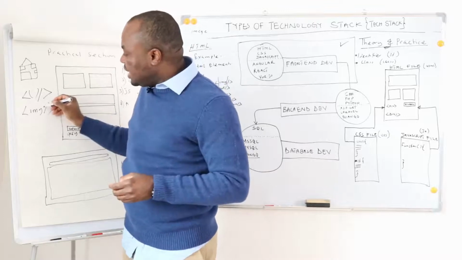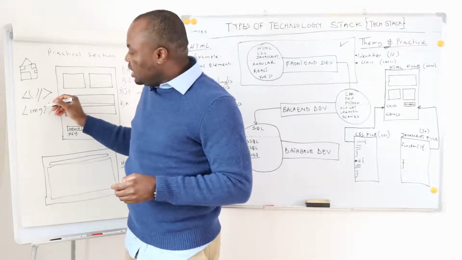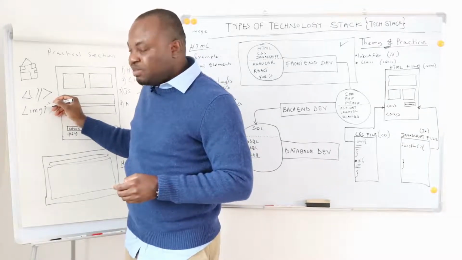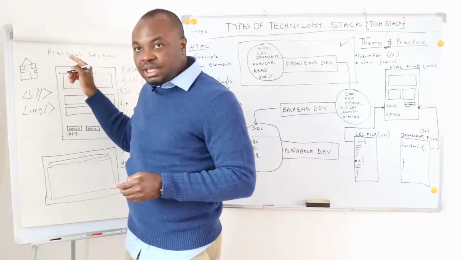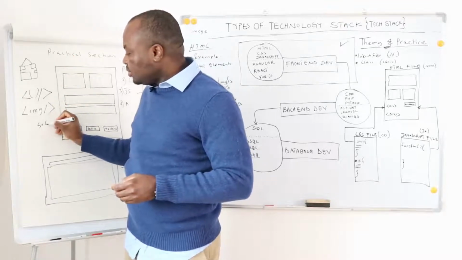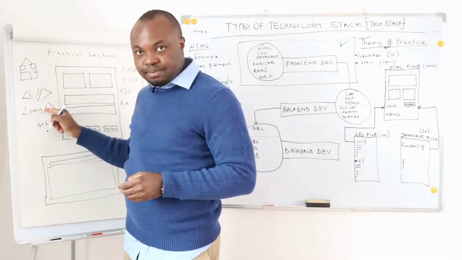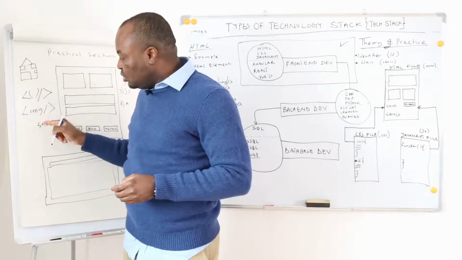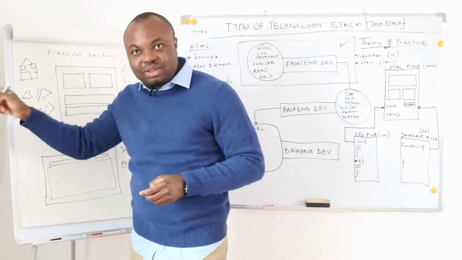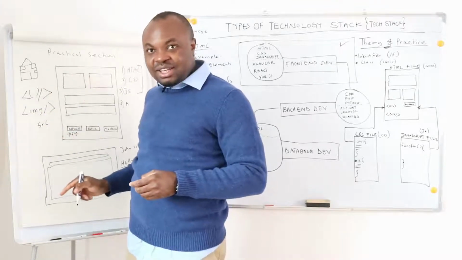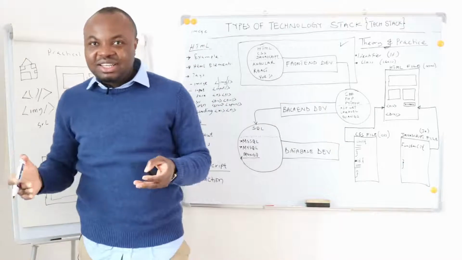Then there is a property you will use to specify the location of that image. It's called source. Source is a property of the image element. Use source to specify the location of the image file. So it's simple, it's not really hard.